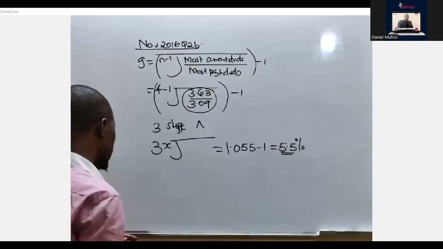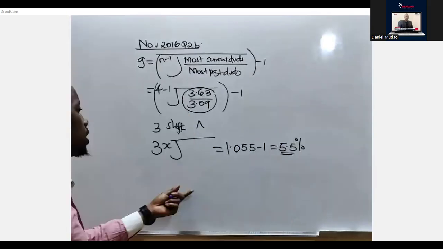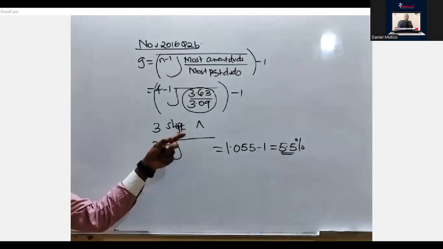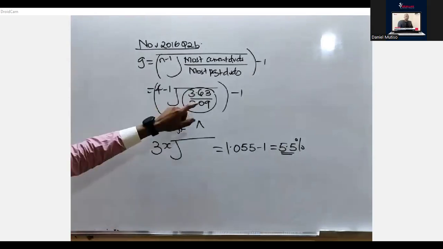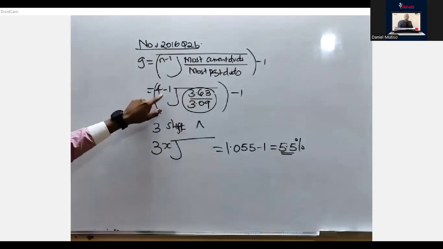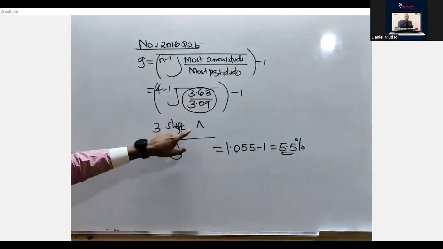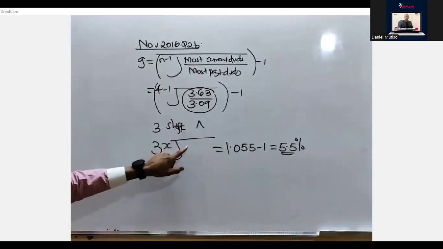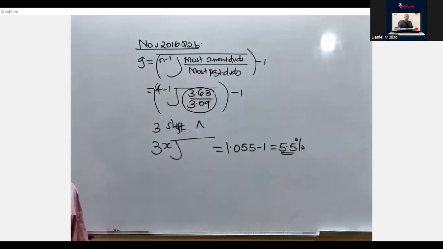5.5%. This is what you need to do a lot of practice. So this one you divide by this one. Then you come back here, 3 shift. This one you get this. Then you put your answer. This is what you are going to be getting. I know that up to that point we are together. So the growth rate of yours is 5.5.